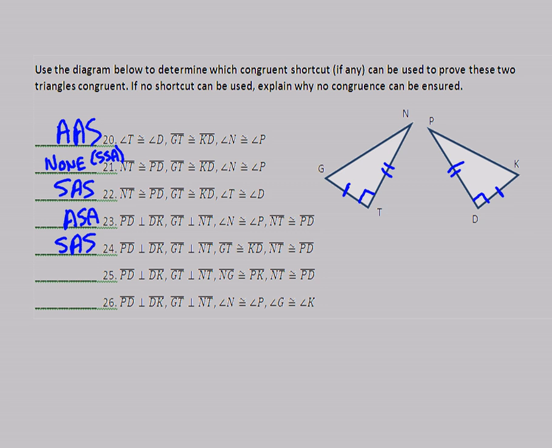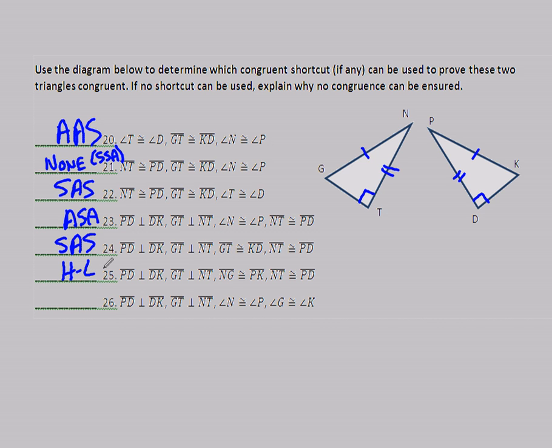25. When we look at this one, we have another segment we know. Now we're looking at the long segment on the edge is congruent, NG to PK, and then NT to PD. This is where I have side-side angle. It is a right angle though, so this is where I can go hypotenuse leg.